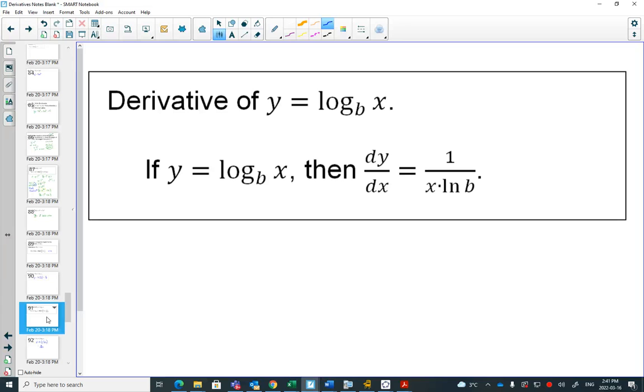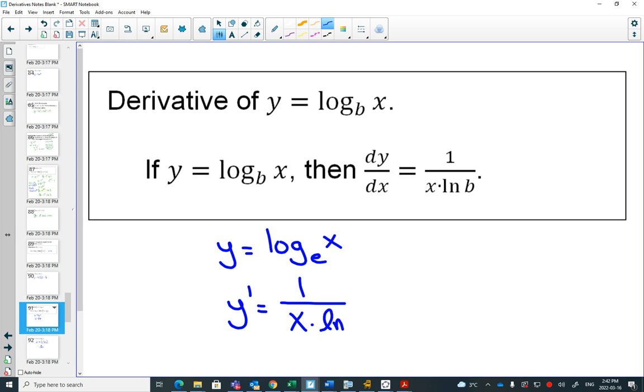Consider the following. y equals log base e of x. That's your natural log of x. If I took the derivative, y prime would be, using this formula, 1 over x times the natural log of e. Now what is the natural log of e? It's equal to 1. So when I simplify this, it's just 1 over x. So that's why we have it as a separate formula, but really this formula would work for all of them.